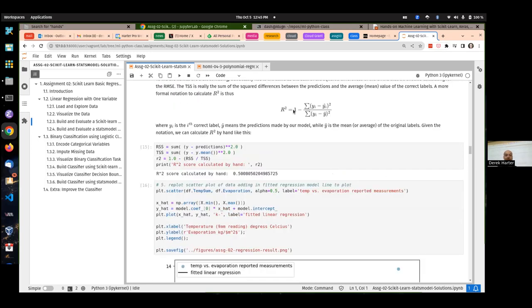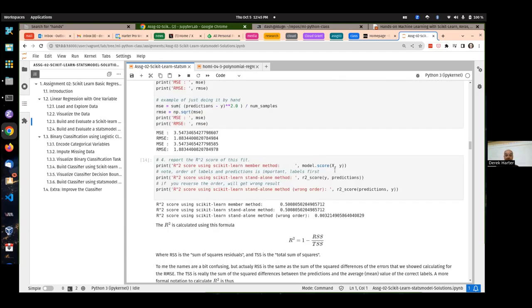So anyway, if you're curious, you can calculate it by hand. If you calculate it by hand, you should get exactly the same thing as you would get from using the score, or the R squared score function, both from scikit-learn in this case. So there are lots of different ways to get the R squared score. There's a member function for fitted regression models that will report it for you, but they're all getting the same thing. Or you can calculate it for a set of predictions and true labels, right?